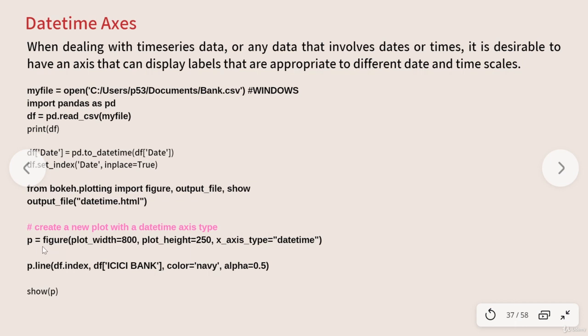First, making the figure parameters. So p equal to figure. So that's the plot width and the plot height I want. And I want x-axis type to be named as date time, because that's what we are doing. And then finally, I want to plot the line. So p dot line df dot index. So this will take date on the x-axis. And then suppose I want to plot ICICI Bank here, color navy and alpha. Alpha, I told you, will darken or lighten the shade of whatever you are using.